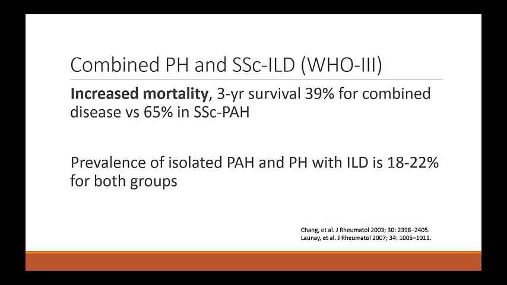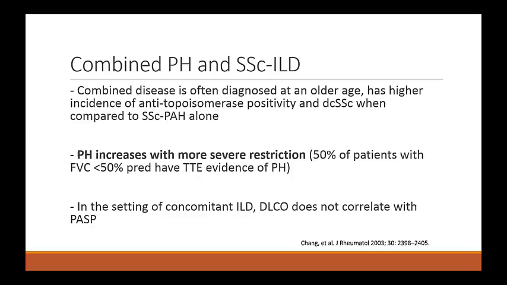So you'll have 20% of patients who have isolated pulmonary artery hypertension, and again, roughly 20% who are going to have a combination of pulmonary hypertension and an ILD going on. So probably 20% have group one and another 20% have group three. So when you combine the two diseases, you'll find that these patients are likely to be diagnosed when they're older, have a higher incidence of the presence of the topoisomerase antibody and diffuse disease, which again, these two go together, compared to when you have PAH alone without ILD.